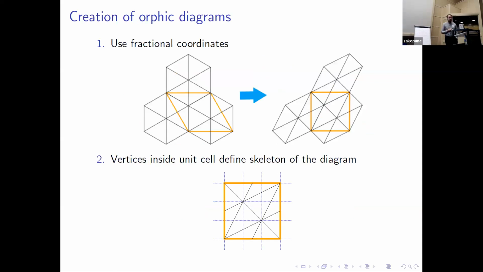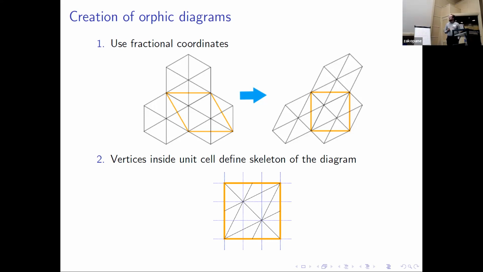Okay, and now I will explain how they can be computed. This method is implemented in our Julia package available on GitHub. So first we convert our data to fractional coordinates. The same vectors that define our frame will also define our coordinate system. It is a periodic tessellation, so we only need to look inside a unit cell to create our diagram.